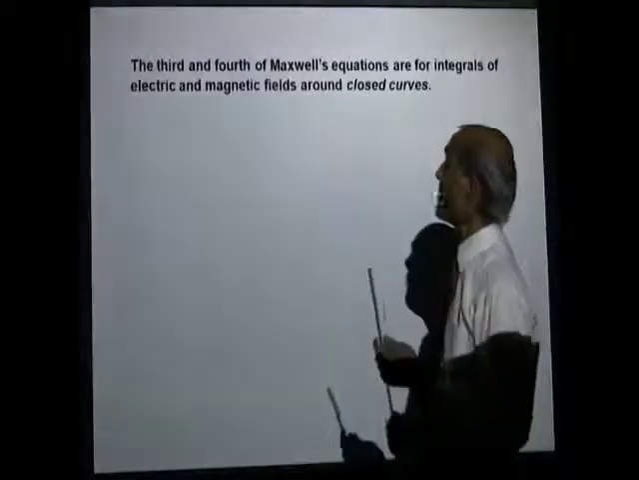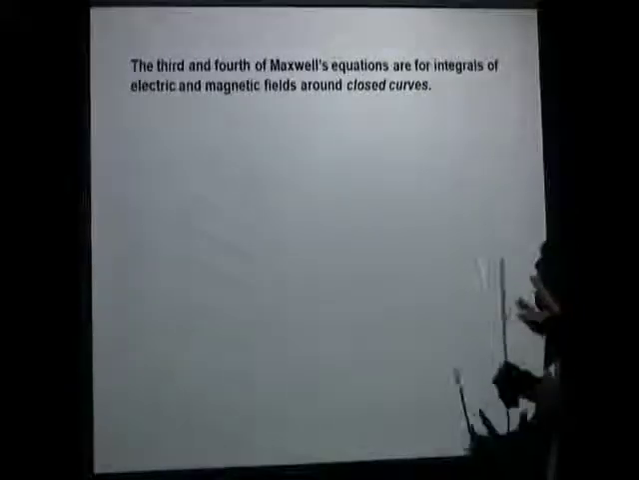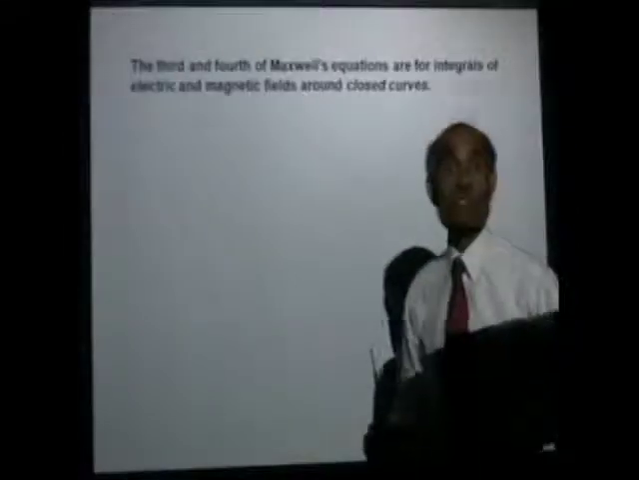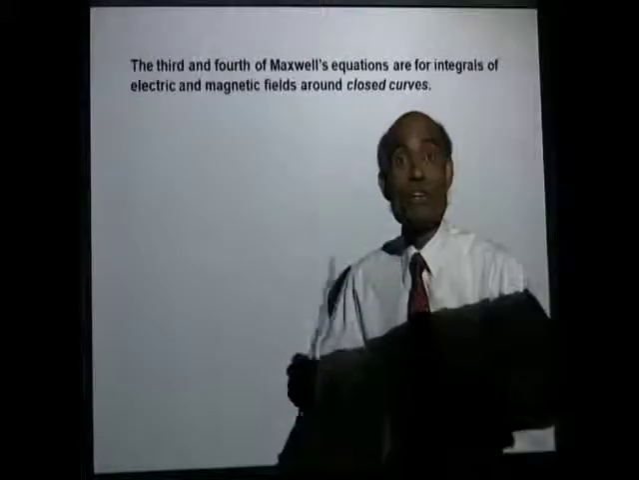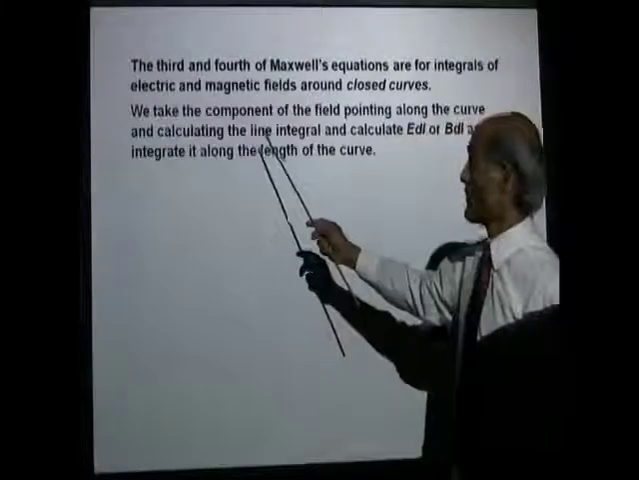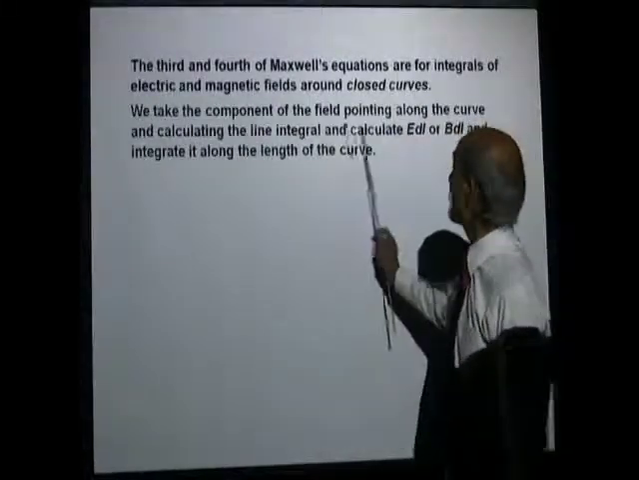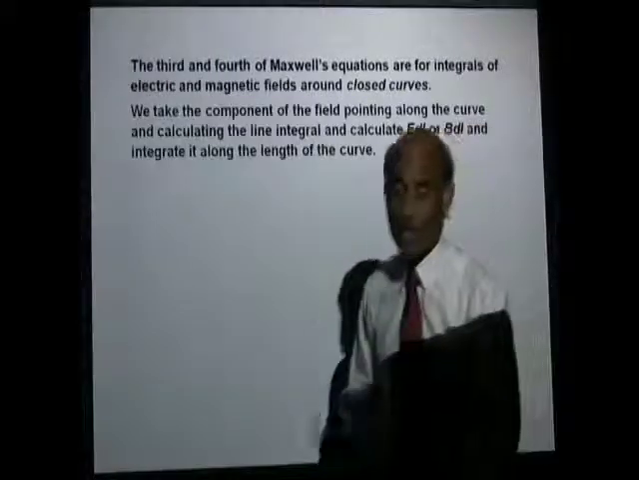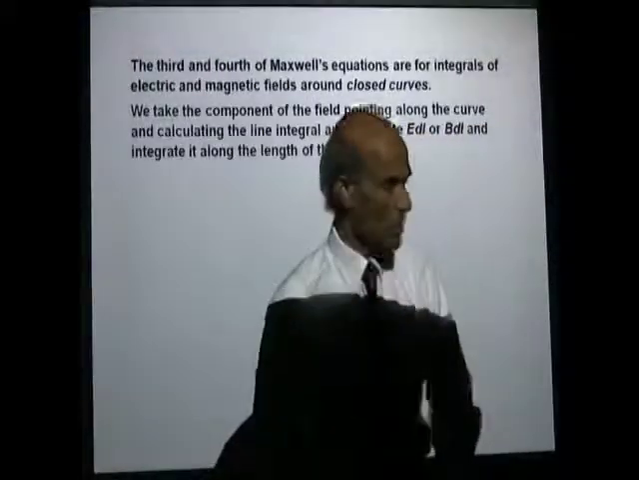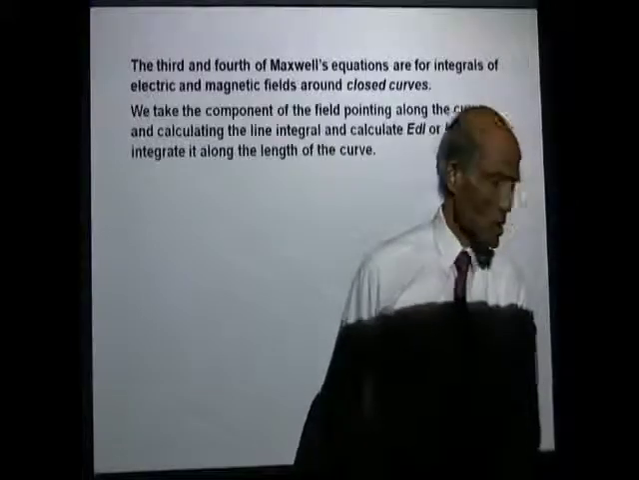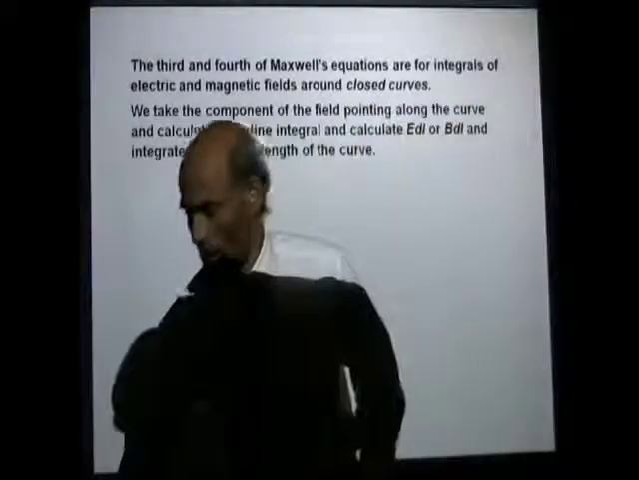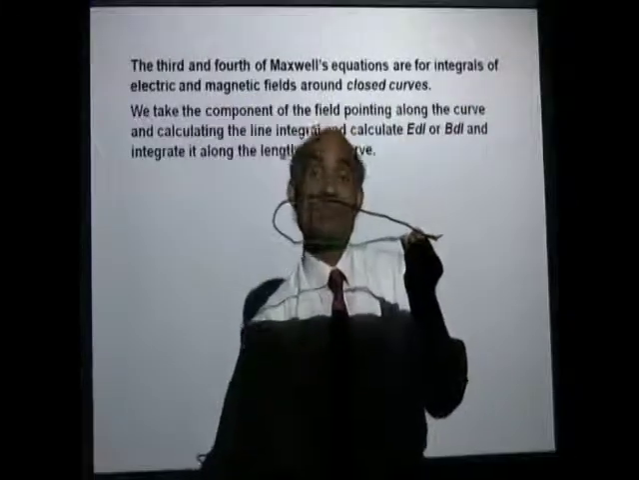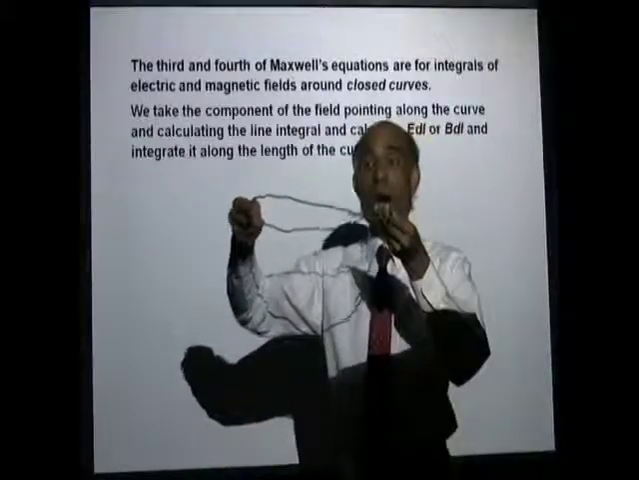So the third and fourth Maxwell's equations are for integrals of electric and magnetic fields in closed curves. Now, we take the component of the field pointing along the curve. That is very important. Here is an example of a closed path.